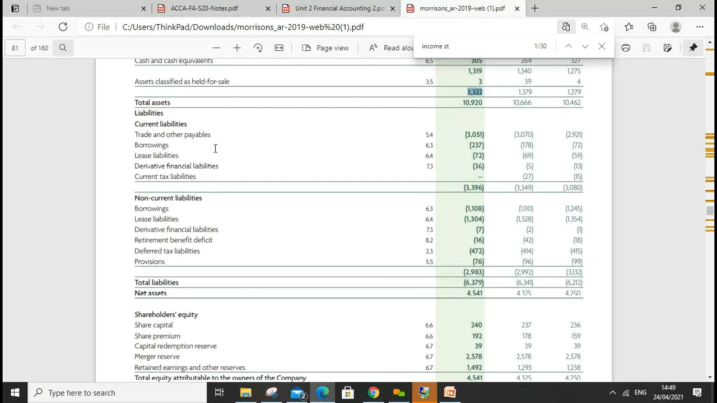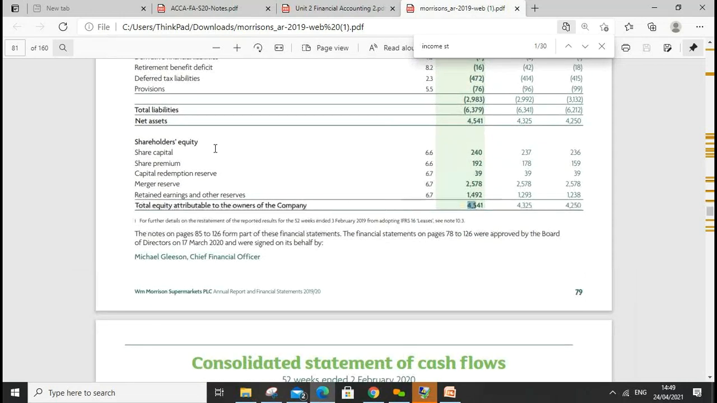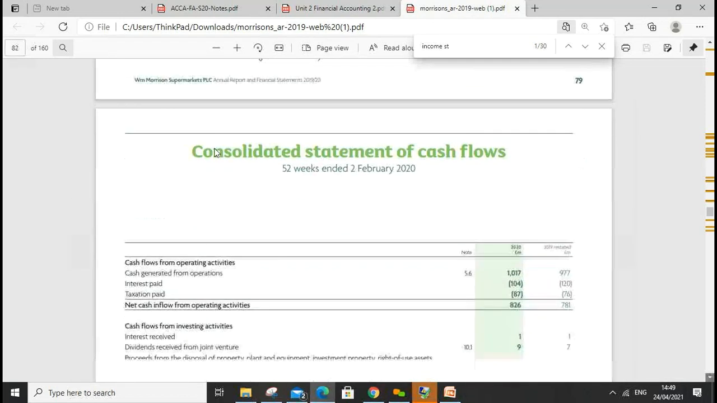Current liability of the company compared to the last year went up as well, 3396 now. Non-current liability went down, so it means they have settled some liabilities. Then the net asset went up compared to the previous year. Shareholder equity, which we call our capital structure, we can see went up. So we can find how much the equity is.